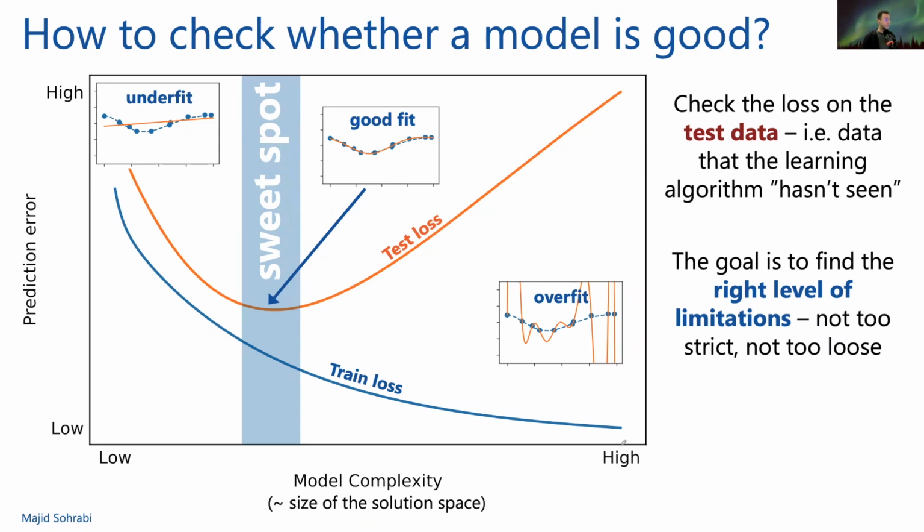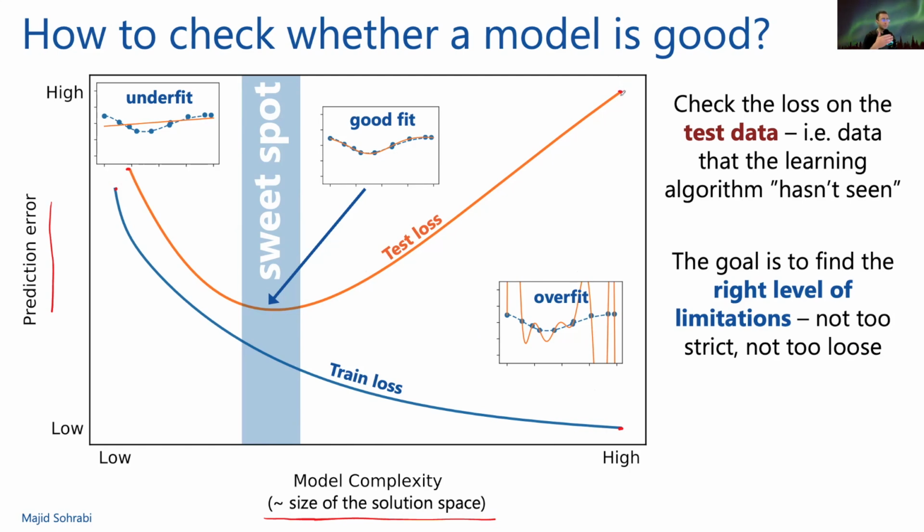Let's consider this plot, in which we can see the model complexity, or equivalently the size of the solution space, on the x-axis, and on the y-axis we have the prediction error. Let's consider we have a low complexity model, but a rather complex solution space or data. In this case, both train and test error are rather high, and we call this situation underfitting. But on the contrary, on the right side of the plot, we can see the train error is very low, but the test error is very high.